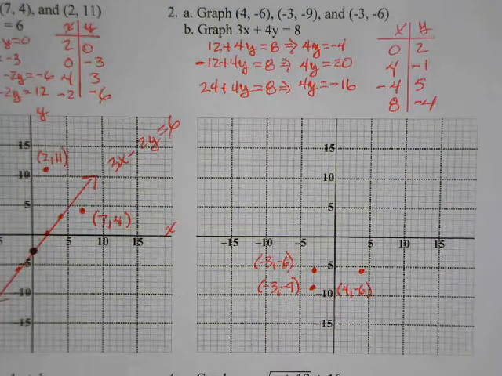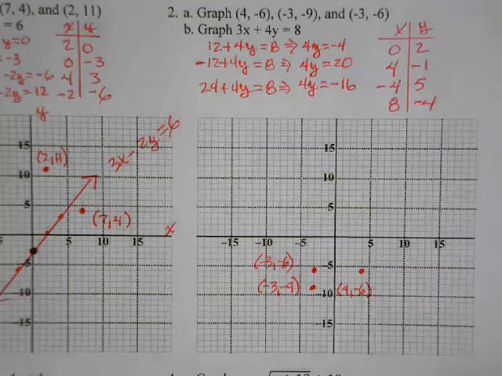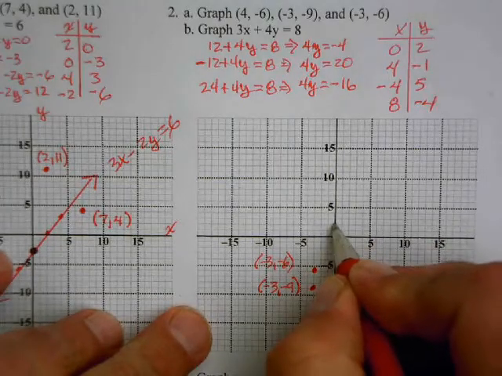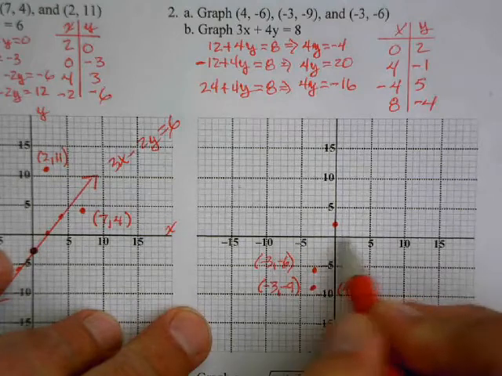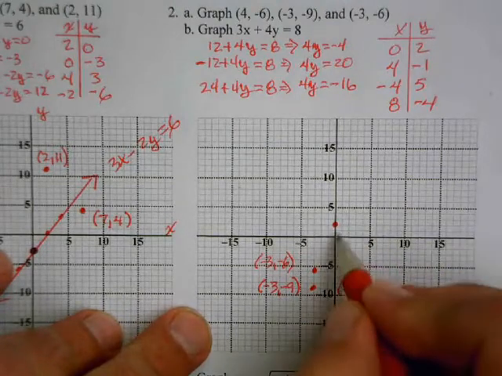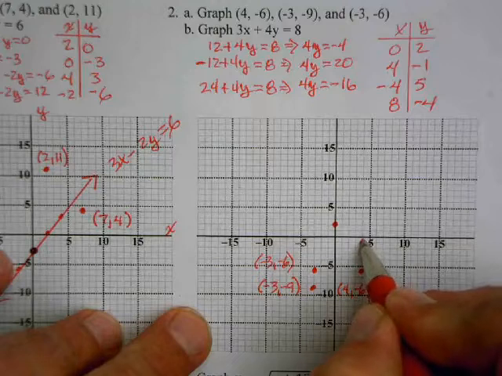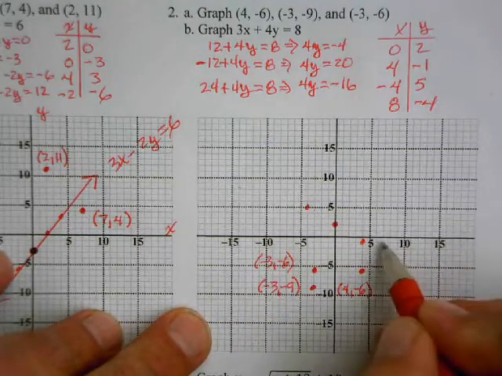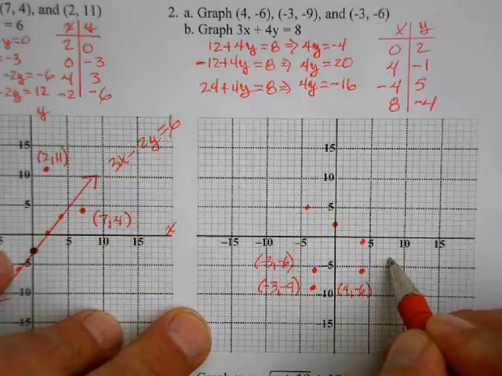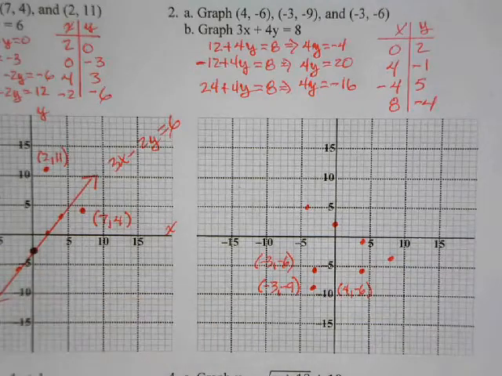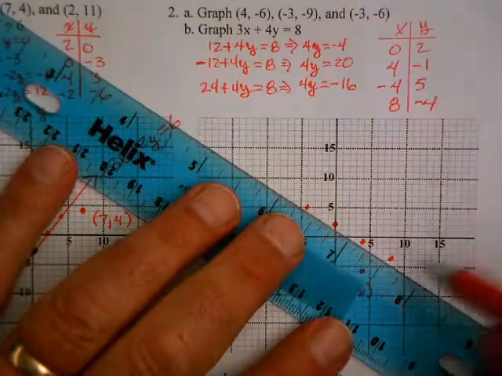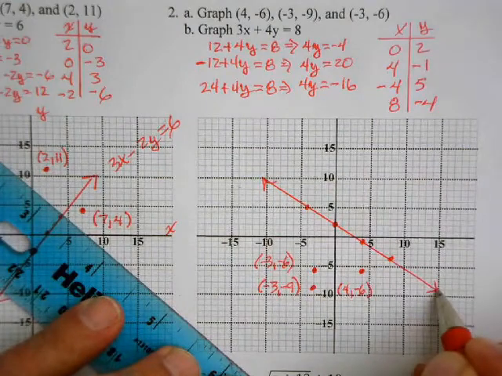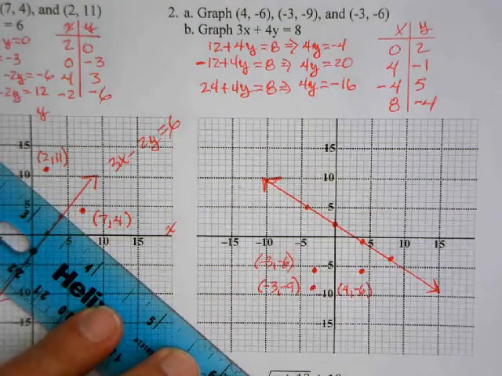Now we can go ahead and put our points on 0, 2. So note, x is 0, so I don't go left or right, I just go straight up 2. 4, negative 1. Negative 4 is 5. 8 is negative 4. Again, you can see that those are going to line up. Arrows just mean it can go on forever. And that, of course, is our 3x plus 4y.